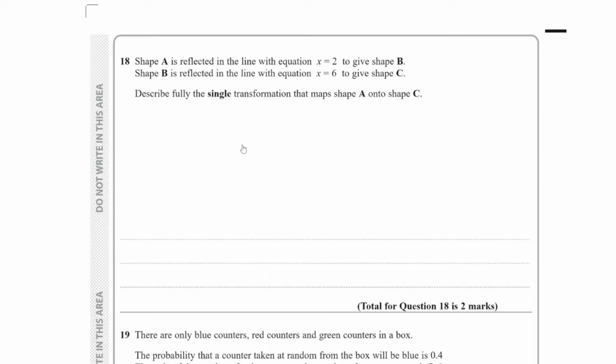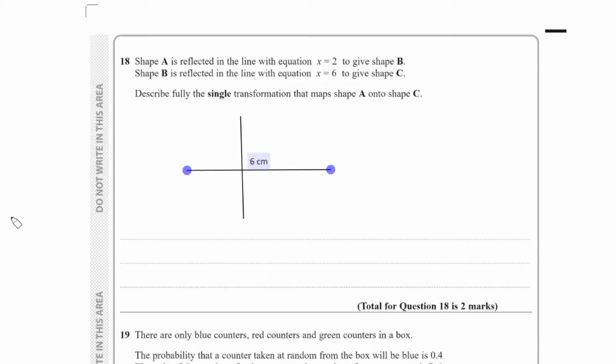So question 18, shape A is reflected in the line with equation x equals 2 to give shape B. Shape B is reflected in the line with equation x is equal to 6 to give shape C. Describe fully the single transformation from A to C. Yeah, that one's a little bit difficult because they haven't shown us, have they? But they've given you some kind of space almost here. You could almost sketch it if you wanted. I know we don't know where the shapes were originally, but I guess it wouldn't really matter.